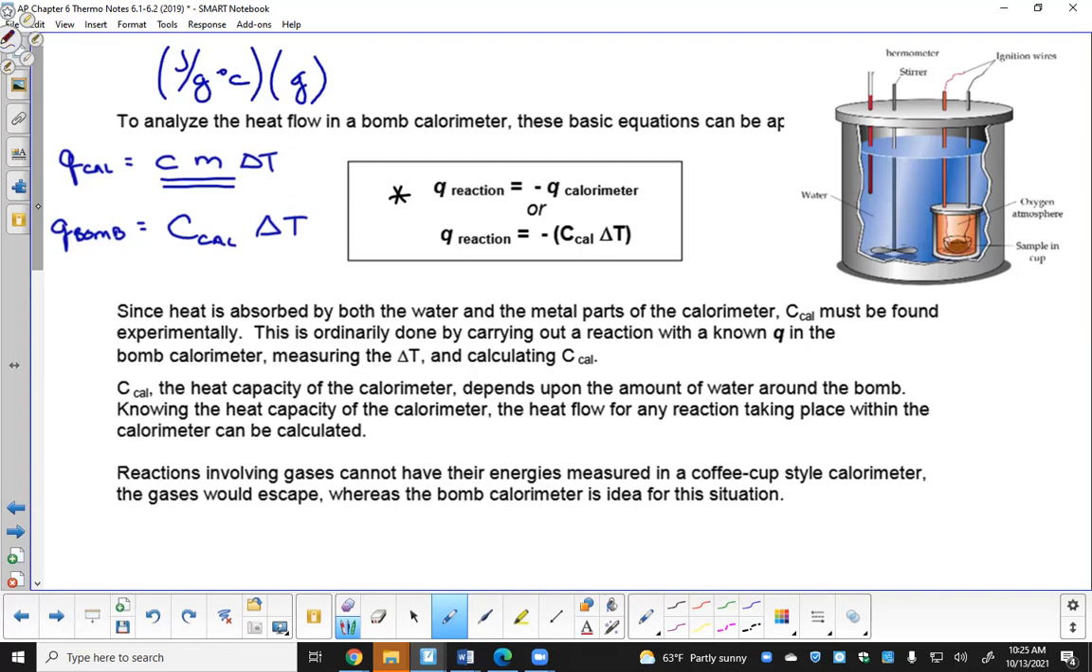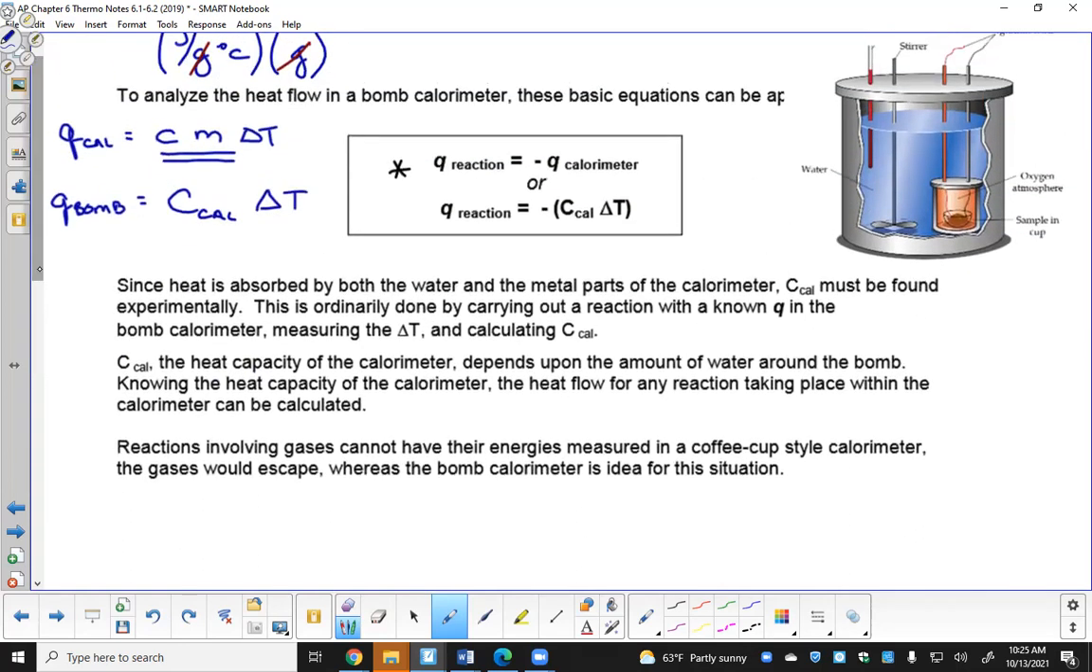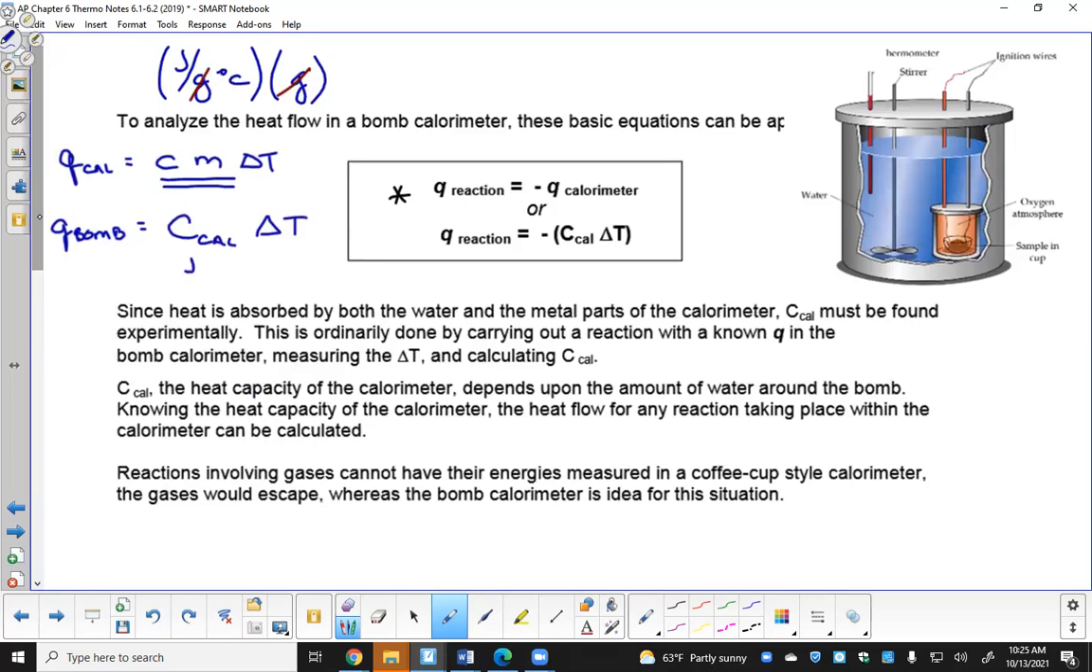And what they do is they combine those together, and then the grams cancel out the grams. They standardize it that way, and then they're just left with the energy per degree Celsius. So the bomb calorimeter has different units for its C. The bomb calorimeter is just in joules per degree Celsius, or joules per Kelvin, or kilojoules we often use, but they're typically going to be giving you this information for the bomb calorimeter heat capacity value, but they are combining two pieces to make it into one equation.